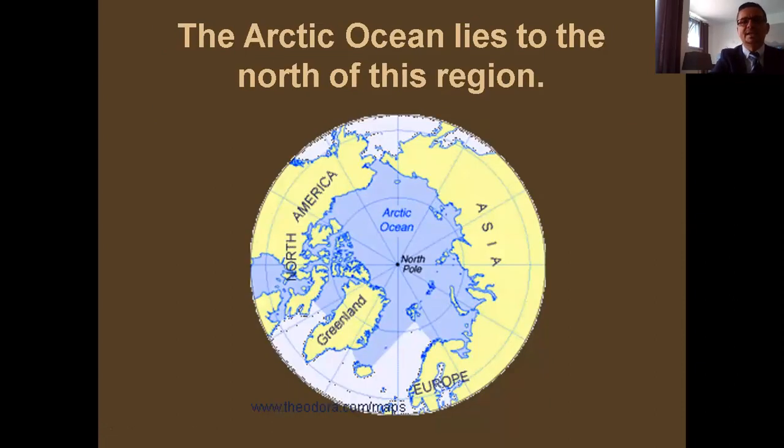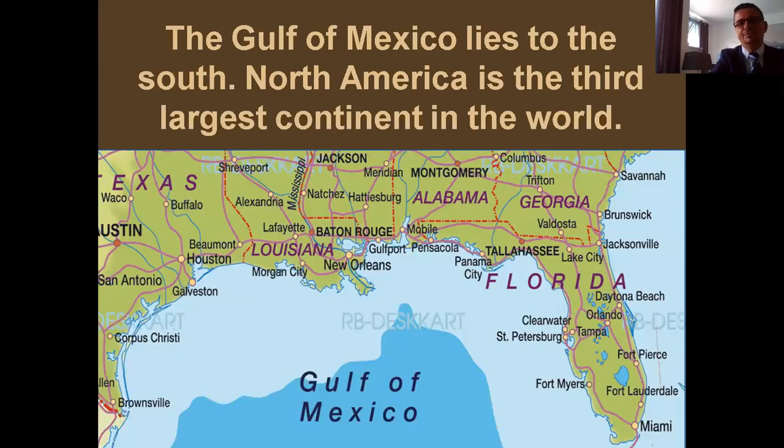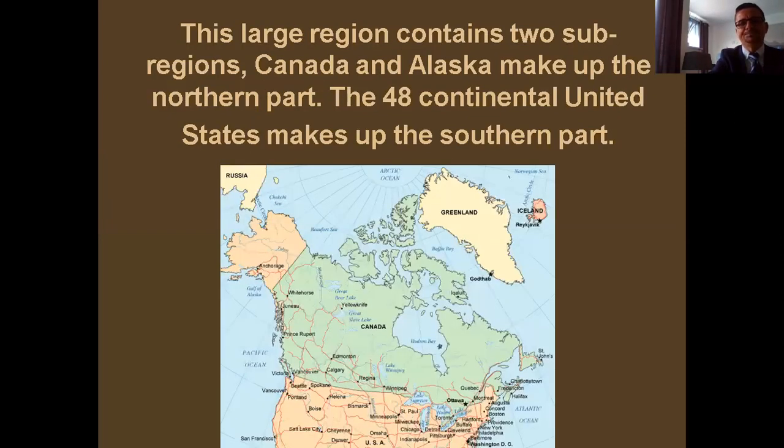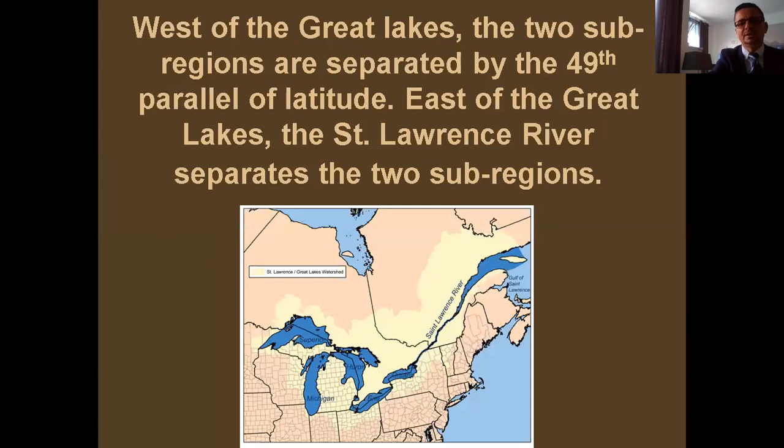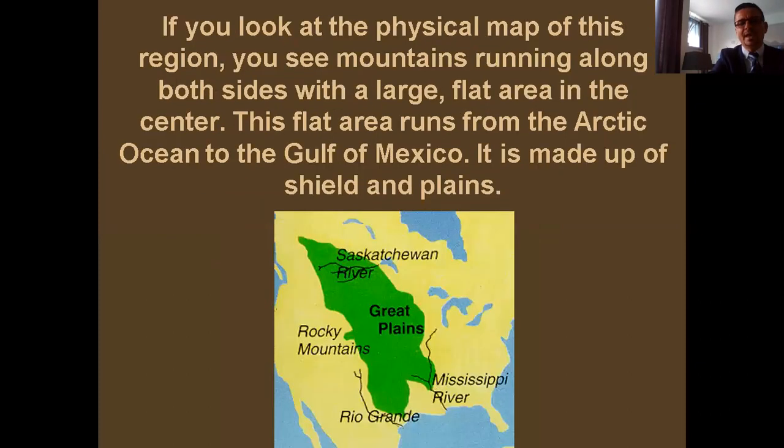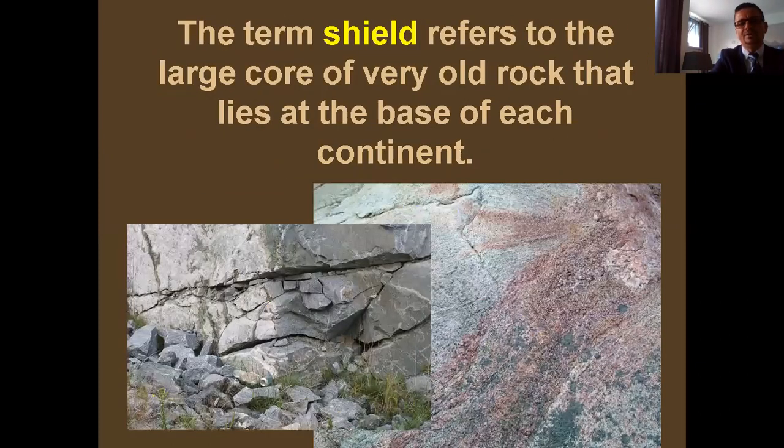The Arctic Ocean lies to the north of the region. Here you can see a map of that. The Gulf of Mexico lies to the south. North America is the third largest continent in the world if we separate it from the rest of America. Okay, we are not going to deal with these now. And later on we will have a look at the rivers.